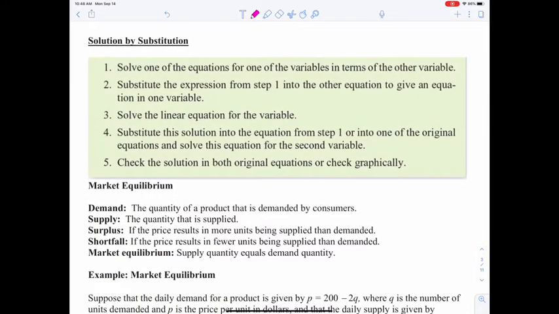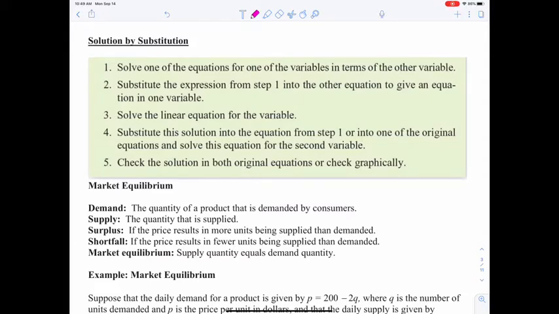All right, we have solution by substitution. So when we have these systems of equations, these two equations with the same variables, we want to solve them. We want to find where they overlap, if they do. And we'll talk about what happens if they don't in a little bit. So here, solve one of the equations for one variable in terms of the other. So substitution, substitute, to replace, right? Substitute the expression from step 1 into the other equation and give an equation in one variable. So that's what this is going to do. It's going to help us reduce down to one variable so we can solve for that variable.